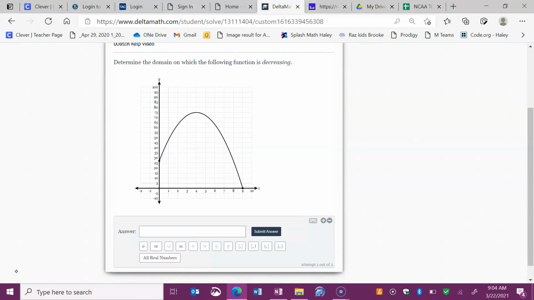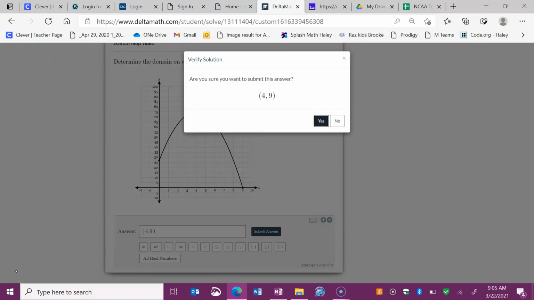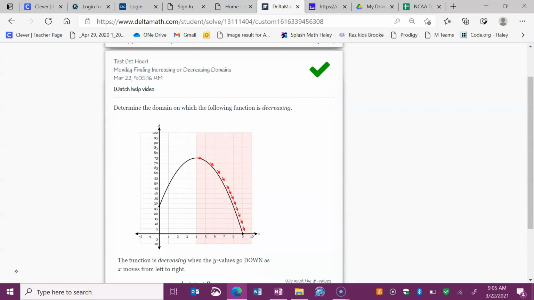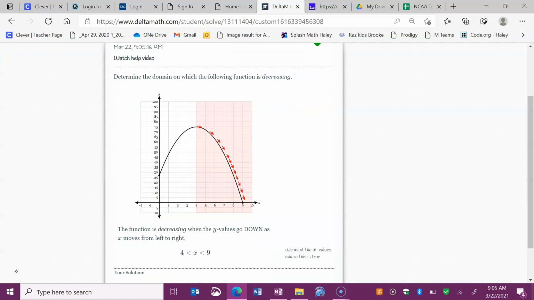This part says determine the domain on which the following function is decreasing. So it doesn't mean find the domain, it means determine the x values on which the following function is decreasing. So notice we're decreasing on this half right here. So remember, we're using the x values, so we are decreasing from 4 to 9. Notice there's no arrows on there, so we have to stop at 9. So we have from 4 to 9 is where I am decreasing, because it stops there. Remember, we're only talking about x values. Okay, so see us going down, down, down, and we stop right there.